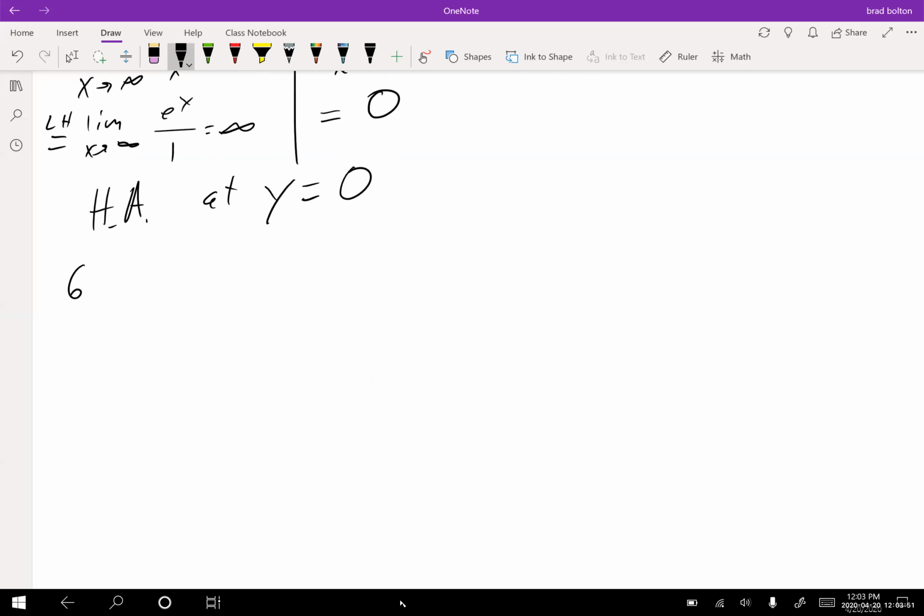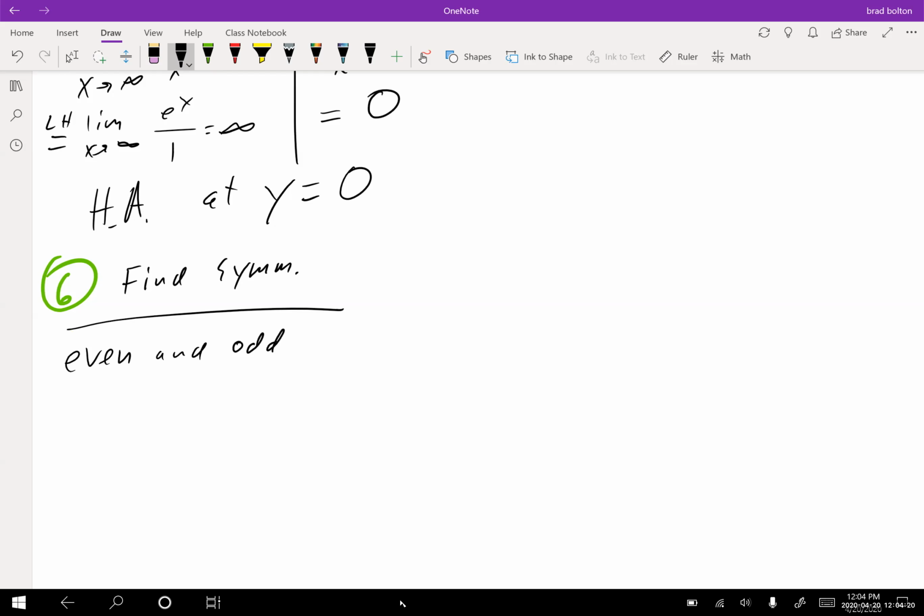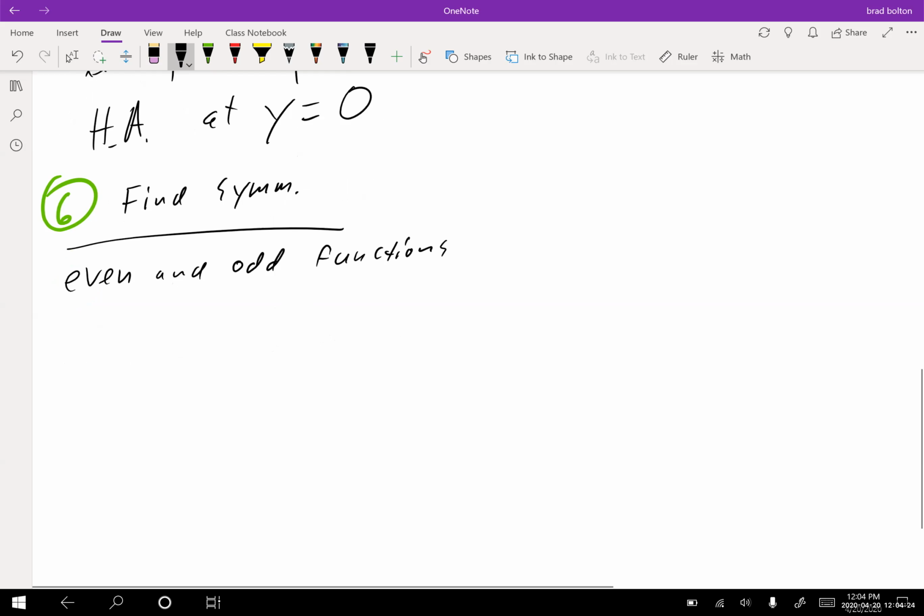So now for part 6, it says we need to find if there's any symmetry. So is there any symmetry? You guys know from pre-calc even and odd functions. Okay, that's kind of the main symmetry we're going to look at.